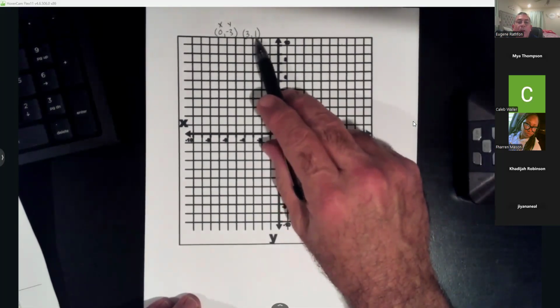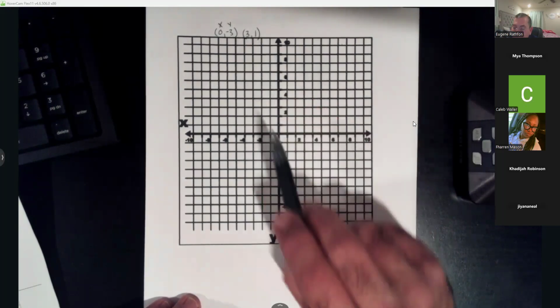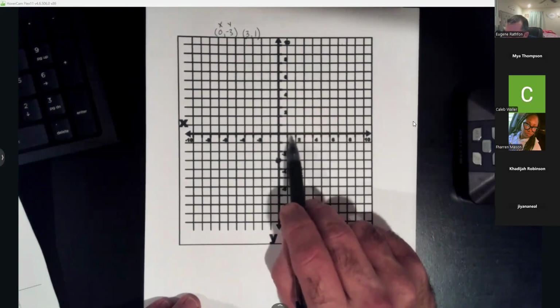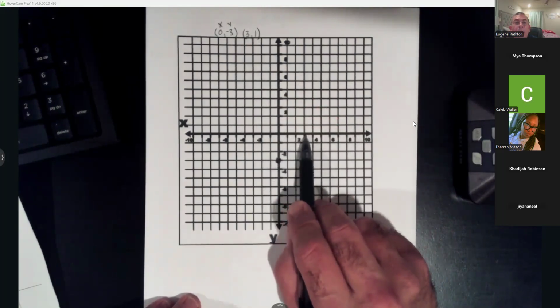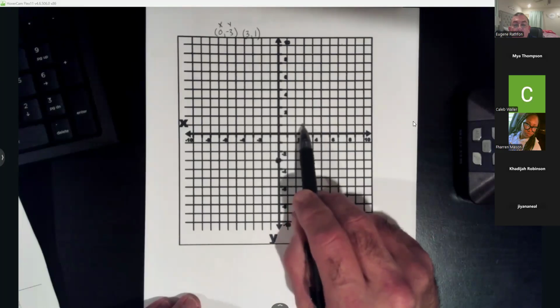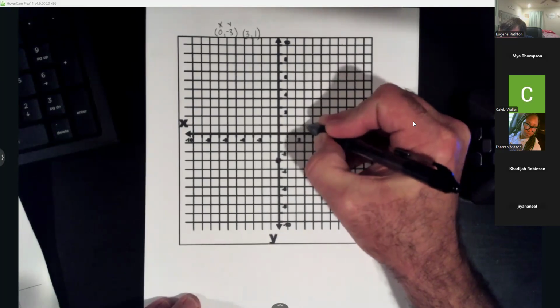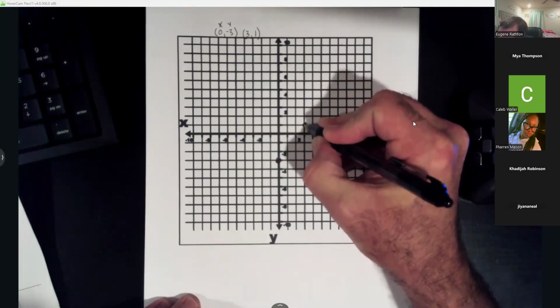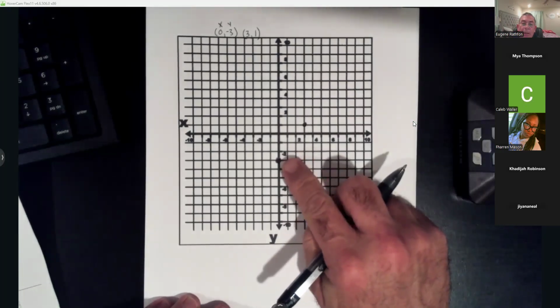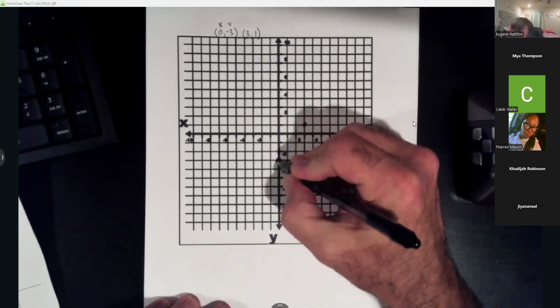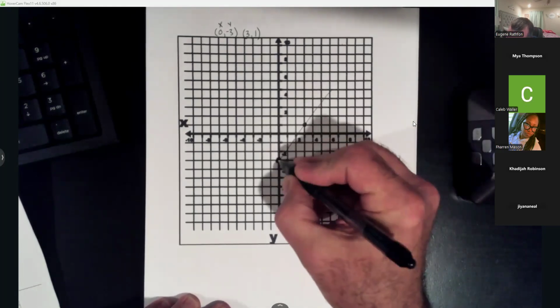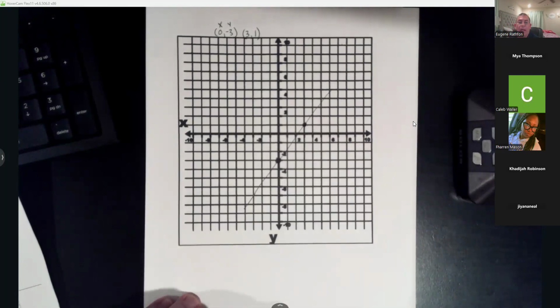My second point was 3, 1. So since the 3 is positive, I go right 3. And then since the Y is positive, I go up 1. So my second point is over 3, up 1. Yo, at that point in MATLAB, it is going to come through and draw the line for you, okay?